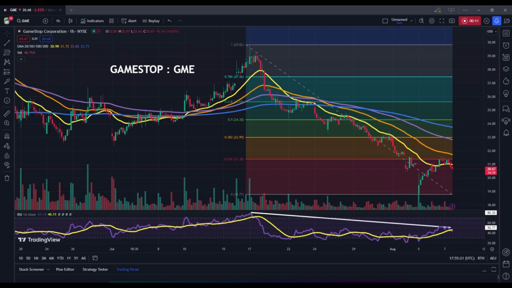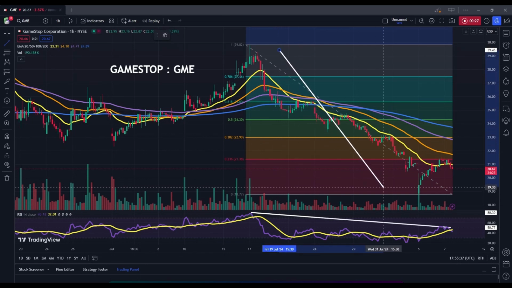We have the hourly price chart for GameStop Corporation, stock ticker GME. So currently what we're going to do here is drill in a bit on the hourly time frame so that we can take a look at this current trend wave lower. At the moment, this is the most dominant trending move, and this is really what's governing price action here.